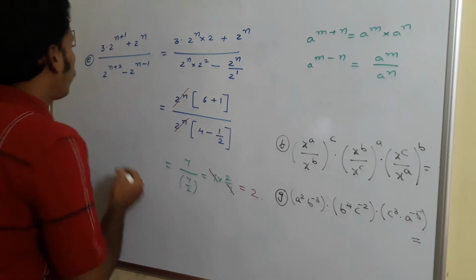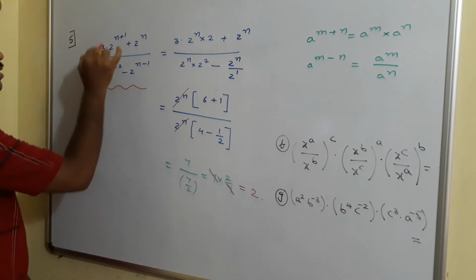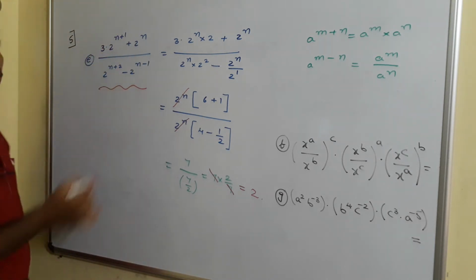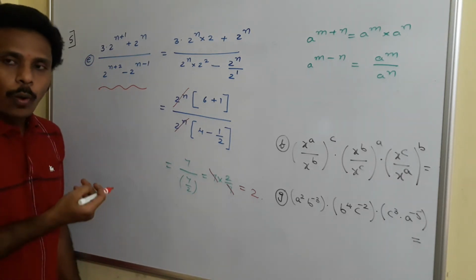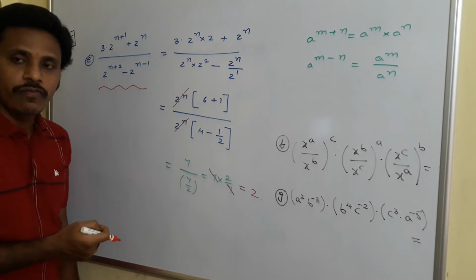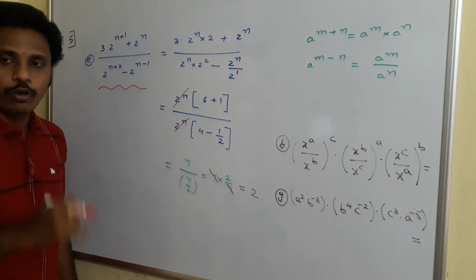At the end, for this problem, just look here. See, n is involved, 2 power n is involved, but at the end if you simplify your answer is 2. Okay, so very simple with the help of laws of exponents as well with the concepts of algebra.